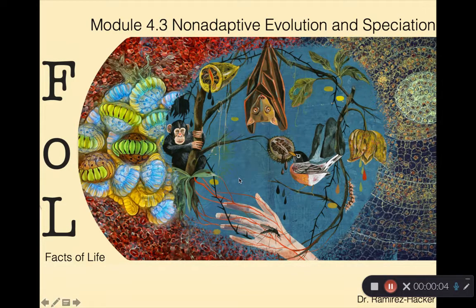Right, welcome back, everybody. We are going to go ahead and continue to Module 4.3, where we're going to be discussing non-adaptive evolution and speciation. So previously, we've been discussing natural selection and how that is the primary motivator for evolution. But there are other ways in which a population or species can evolve, and that is primarily going to be distinguished by non-adaptive evolution. So that's going to be the focus of our lectures today.